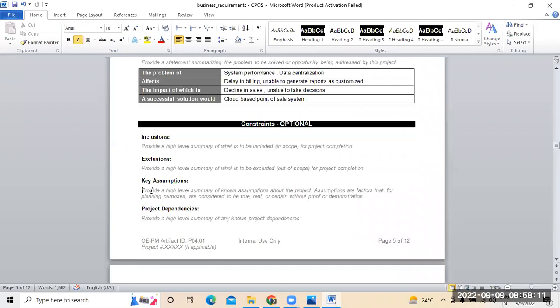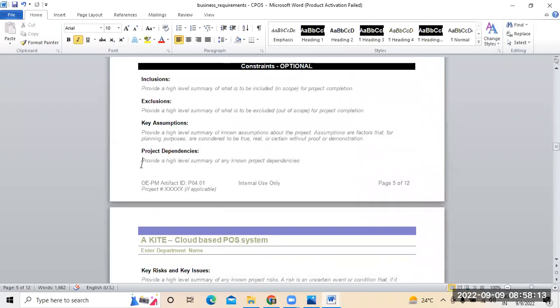Now, when you talk about dependencies, what is a dependency? For example, if you want to work on a cloud-based point of sale system, you need to have a proper connection with inventory management.